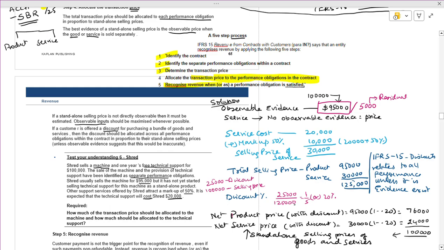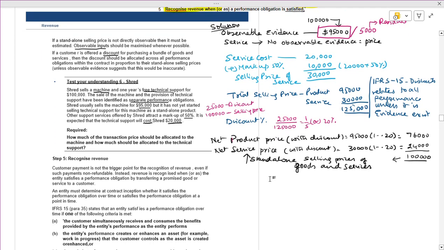Very interesting, very simple. Okay, it's not difficult. Where there is a difficulty level, I will tell you this is the difficulty level. You have to be very, very cautious. Coming back to the last step, step 5, recognize revenue. When we have to recognize revenue, this is the most challenging thing.